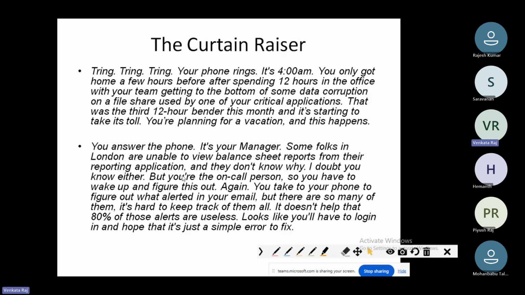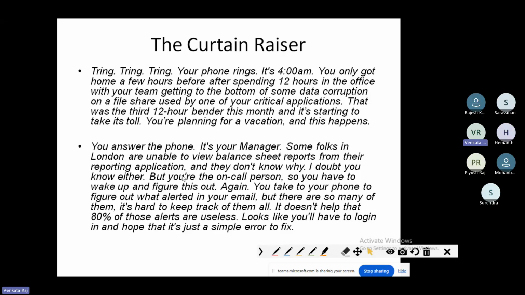As you know with users, even if there is a small issue, they will highlight it as if it has blocked everything. They are unable to view the balance sheet reports and don't know why. And probably you also might not know, just by hearing that they are not able to view. How can you know? But you are the on-call person, so you have to wake up and figure this out.